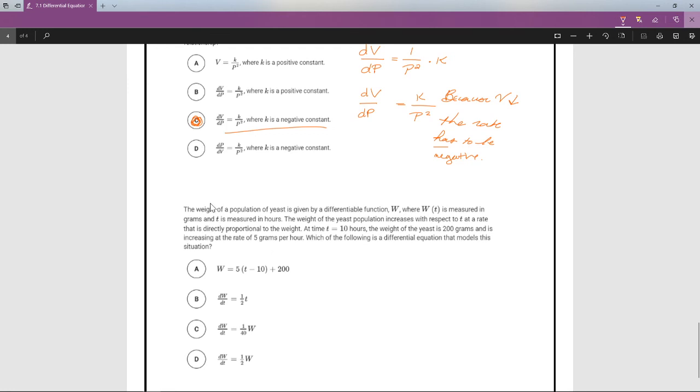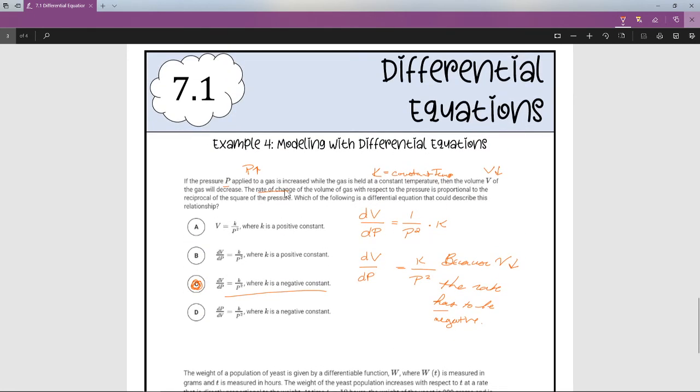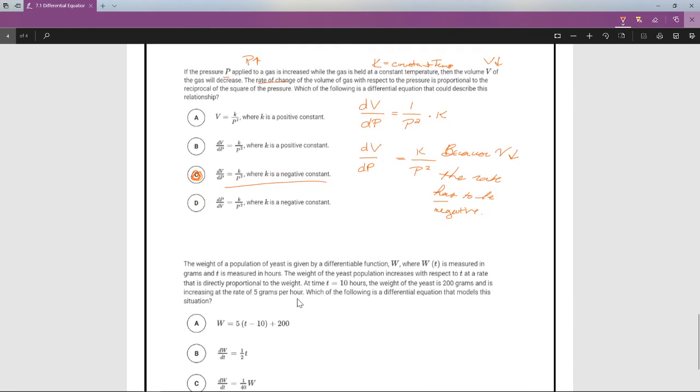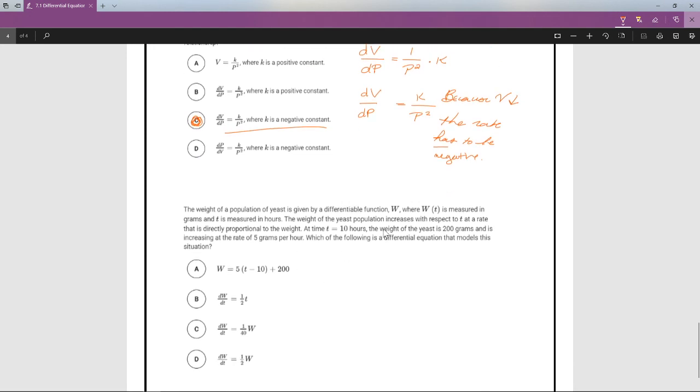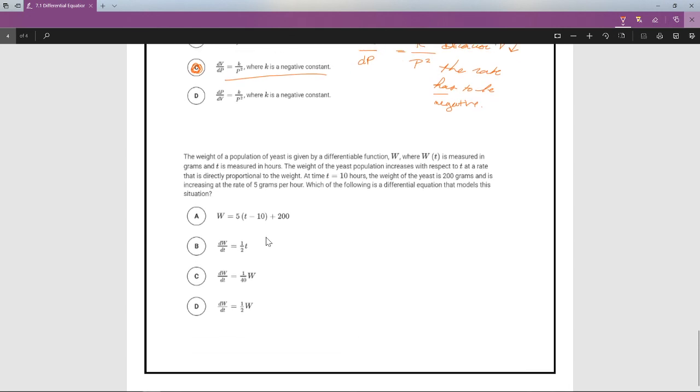Alright, for the next one we see the weight of a population of yeast is given by the differentiable function, where W is measured in grams and T is measured in hours. And we know that W is in relation to T. The weight of the yeast population increases with respect to T at a rate that is directly proportional. This was their way of telling you it's directly proportional, so the rate of change is directly proportional to the starting weight. Kind of like how we talked about the population.